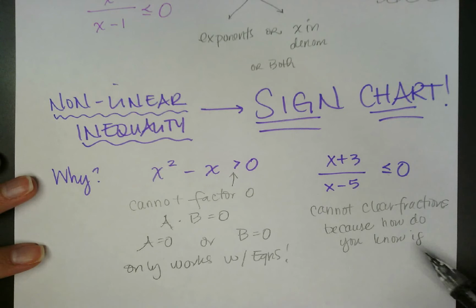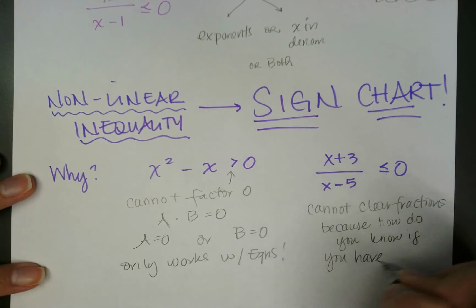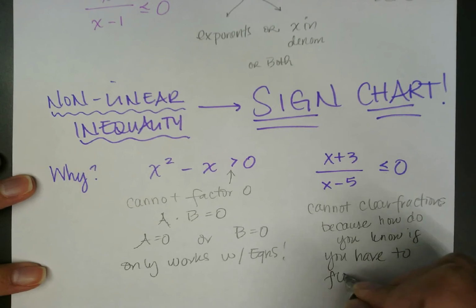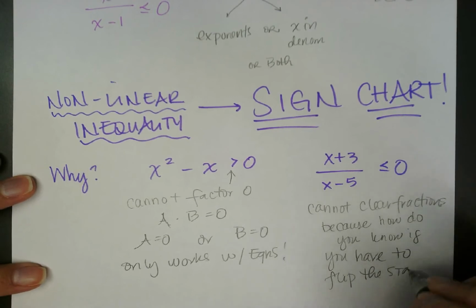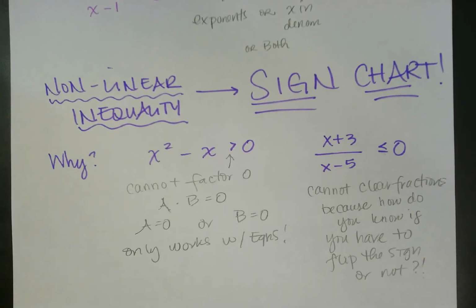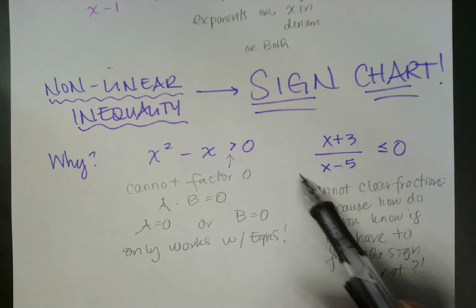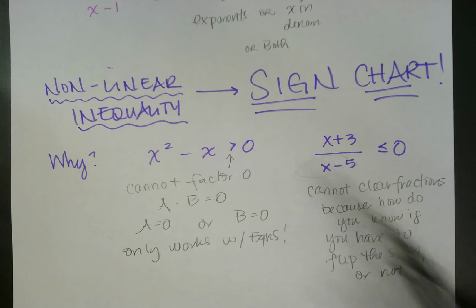So cannot clear fractions, because how do you know if you have to flip the sign or not? You don't know. It's divide or multiply by a negative. So if you multiply by this x minus 5, do you know if this number down here is positive or negative? No, because you don't know what x is.